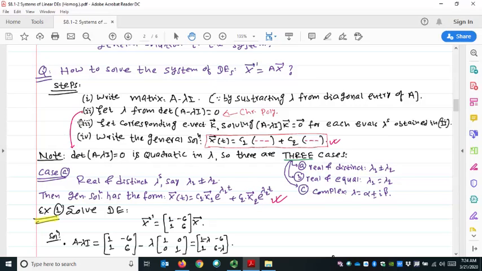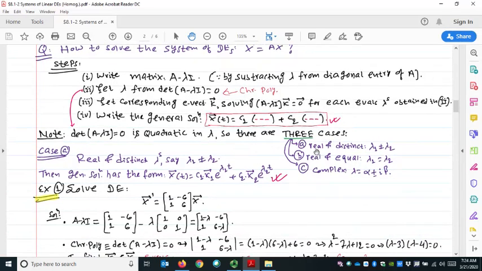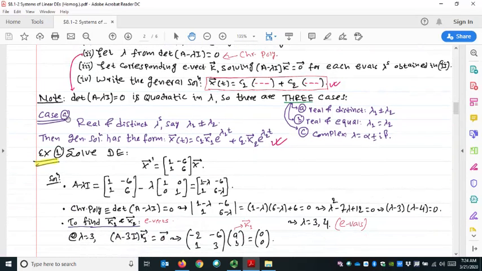Great. So in step 2, solving the determinant A minus lambda I equals 0 is a quadratic in lambda, so there are 3 cases. Either we have real and distinct lambdas, or we have real and equal, repeated lambdas, or we have complex lambda, lambda equals alpha plus or minus i beta form. In these sections we cover case A and case B. So let's start with case A.